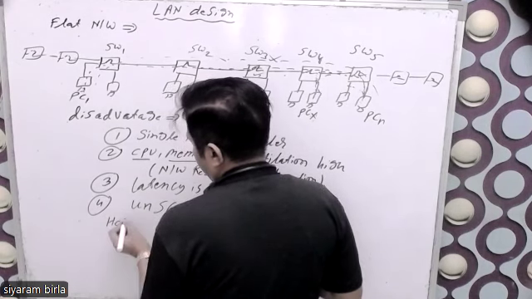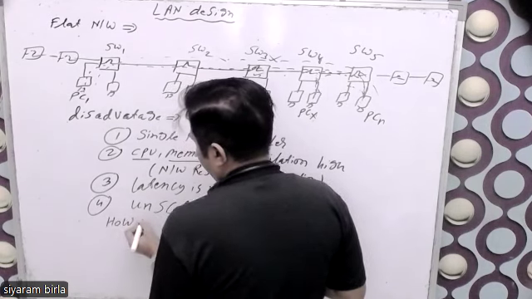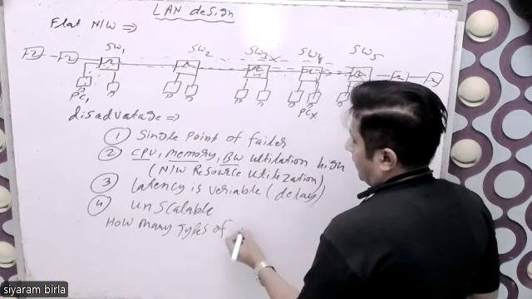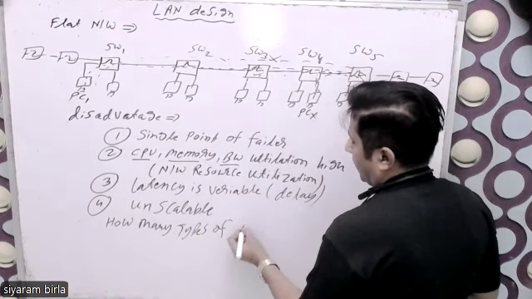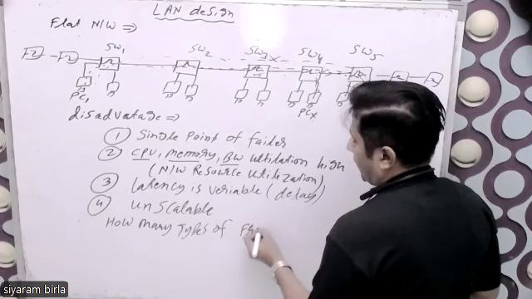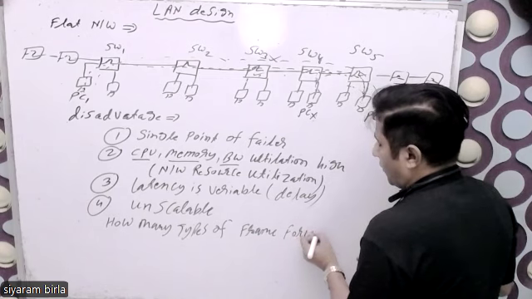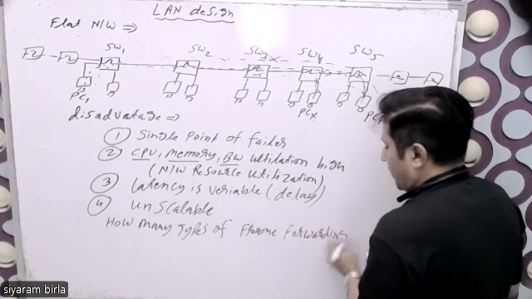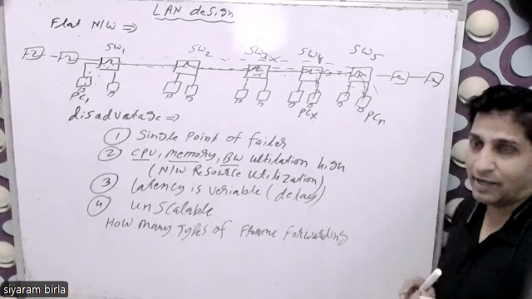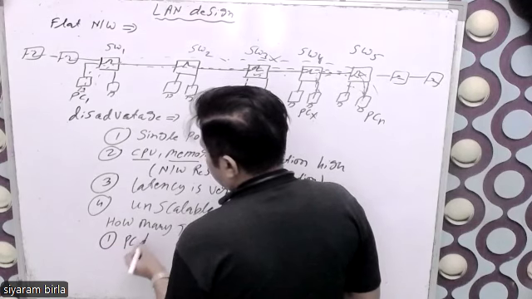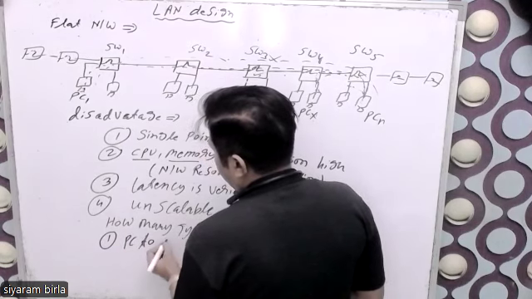How many types of packet forwarding, frame forwarding? How many types of frame forwarding are there? There are two types of frame forwarding. The first one is PC to switch.